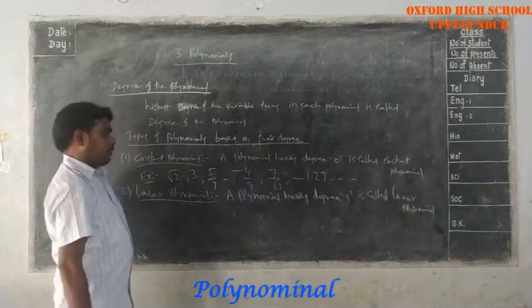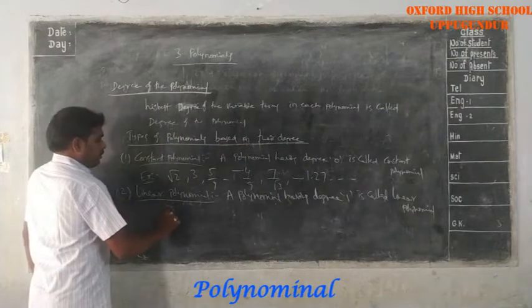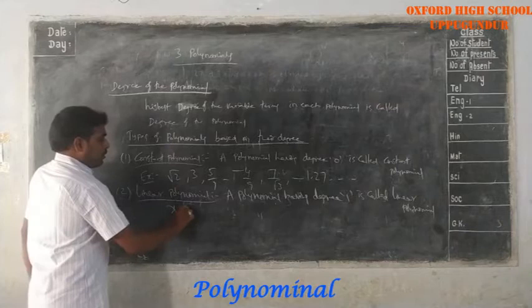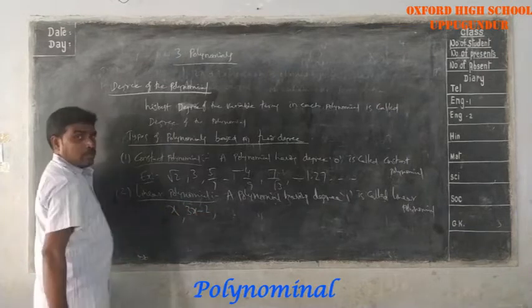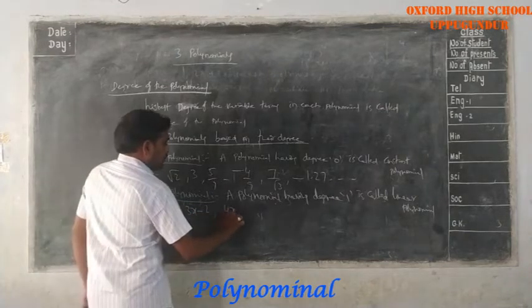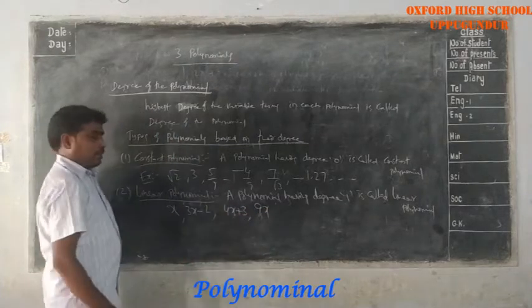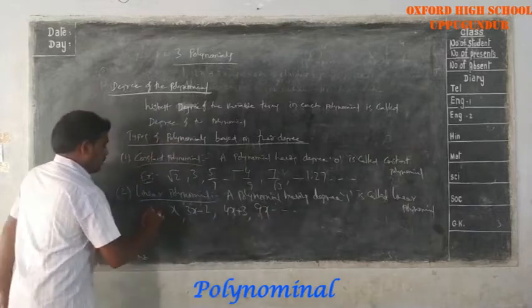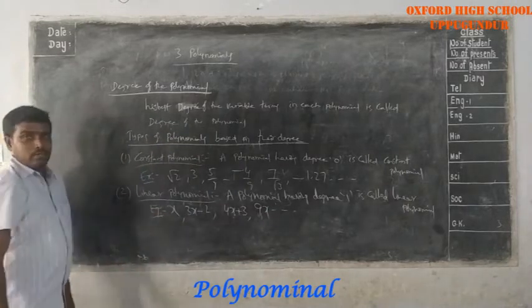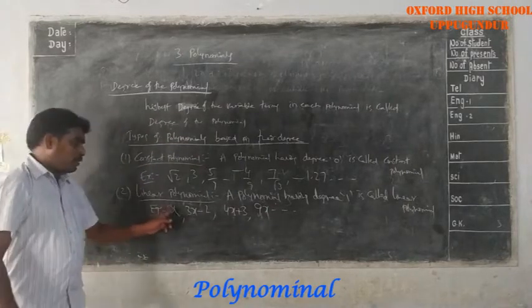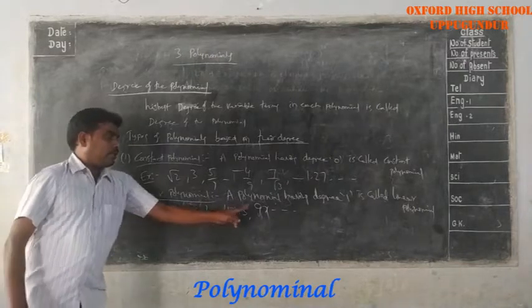Polynomial having degree 1, you can write it as a linear polynomial. This is also a linear polynomial. This is also a linear polynomial. This is also a linear polynomial. Like this, you can write different examples. So it is a linear polynomial because here degree is 1, here also degree 1, degree 1, here also degree 1.